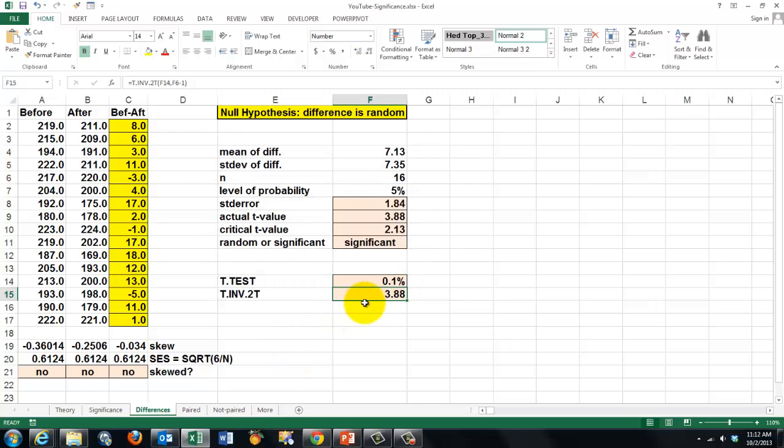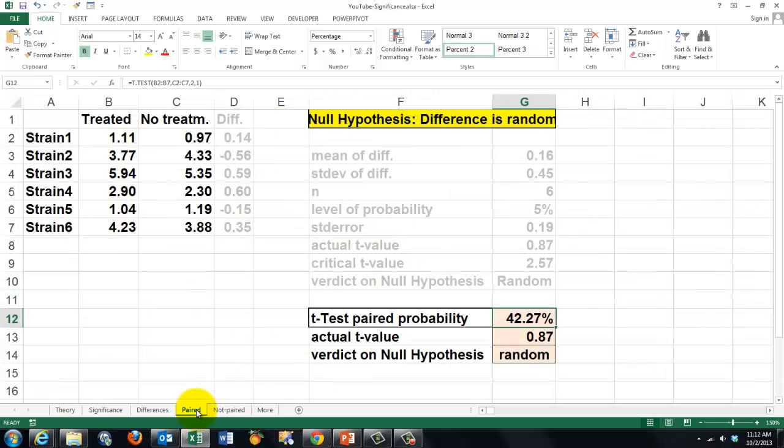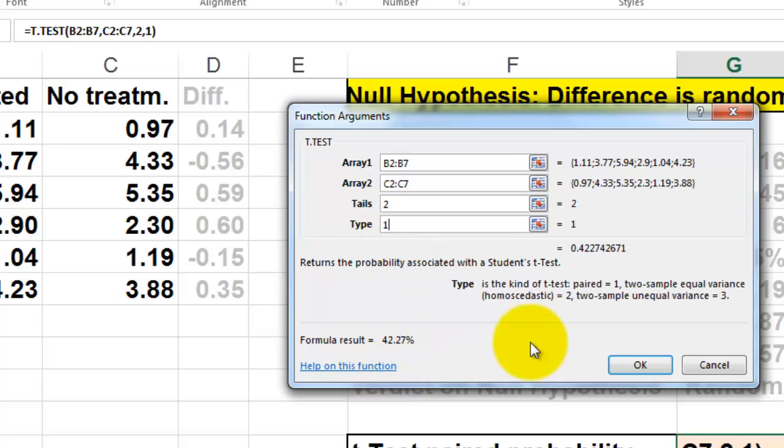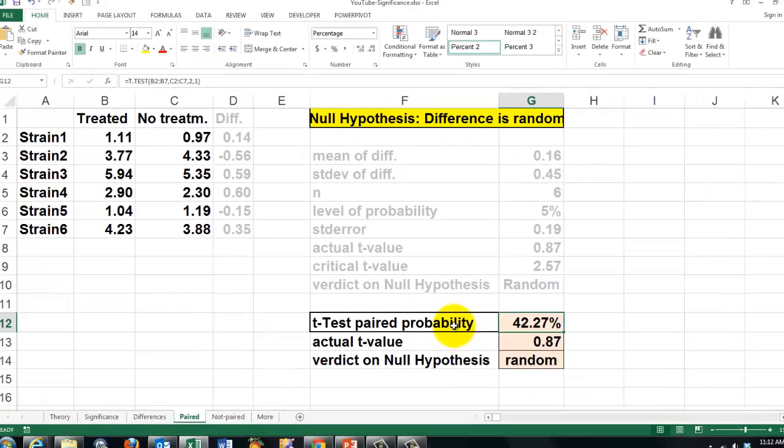And if you would use t-inverse on the t-test, you would get exactly the actual t-value that we calculated very extensively here. I just did this to explain a little better what the t-test actually does. Here we have a similar situation. This time I skipped all my in-between calculations and immediately did a t-test based on this array and that array. Type 1, it is a paired test, and I decided on a two-tailed test.